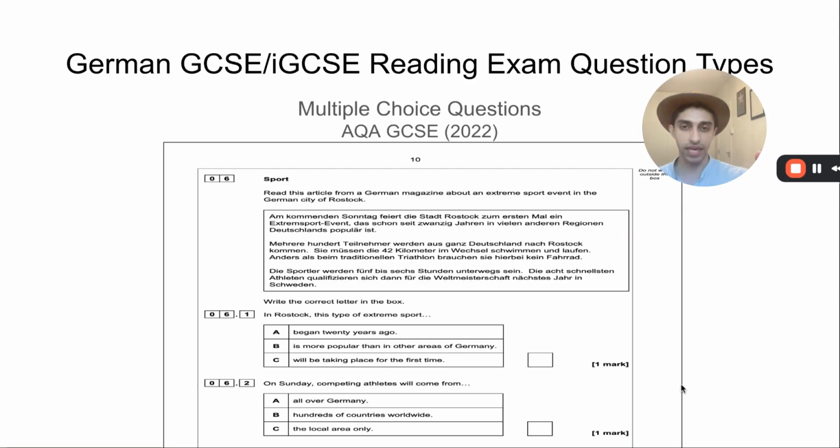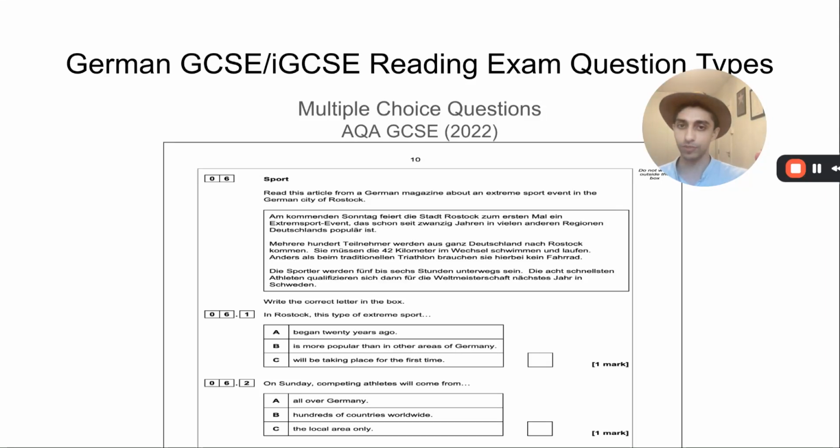Okay, the second type of question is multiple choice questions. This example comes from a 2022 paper for AQA. You can see that you're given a text, as with all of these questions. And as usual, the first thing will always be to read through the instructions and the text in full. I'd read through the text in full at least once, if not twice.